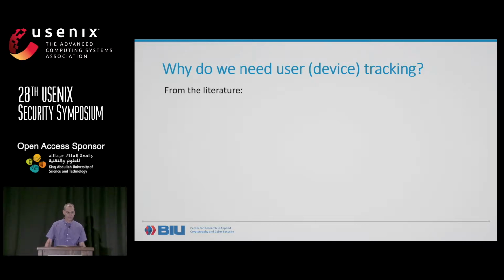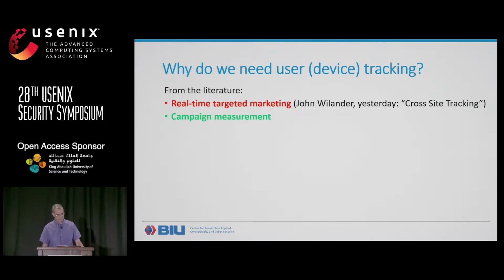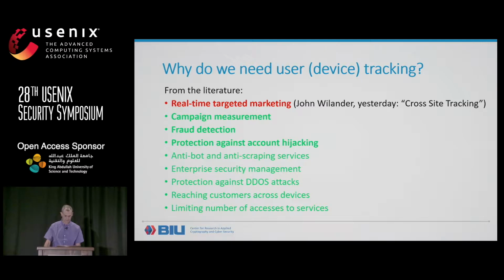So this is all about user, or more accurately, device tracking. Why do we need that? Well, we don't really need that. It's mostly done for real-time targeted marketing, which we all love to hate. Actually, John Wilander, one of the keynote speakers yesterday, called it nicely cross-site tracking. And of course, we have campaign measurement. On a more positive side, we have fraud detection and protection against account hijacking, and many other reasons, good or bad, for device tracking.